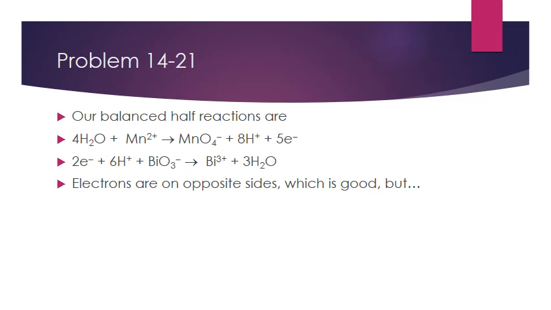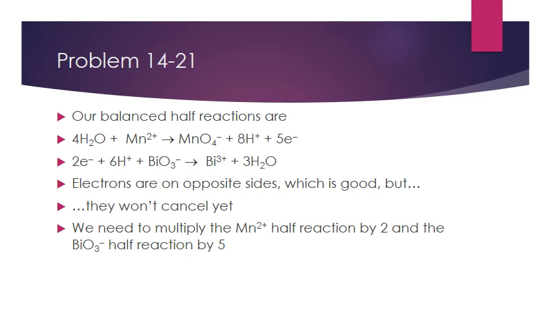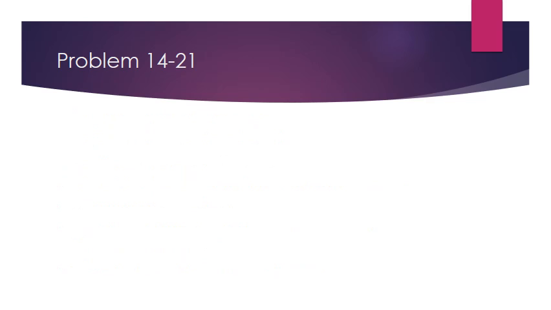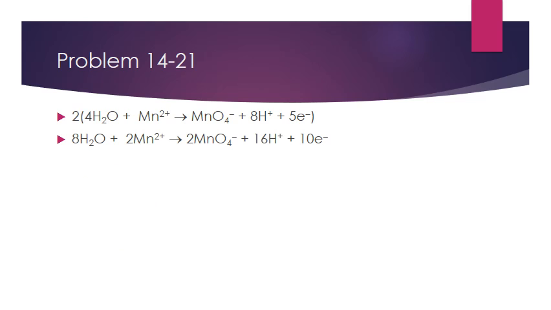Electrons are on opposite sides, which is good, but right now they're not going to cancel. The whole purpose of balancing redox reactions is to cancel electrons. We're going to have to multiply the manganese half reaction by 2 and the bismuthate half reaction by 5. That will give us 10 electrons on opposite sides. Okay, I multiply through everything by 2. The other half reaction, multiply through everything by 5.